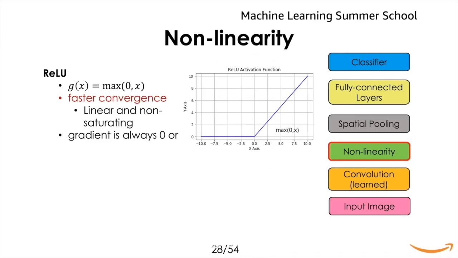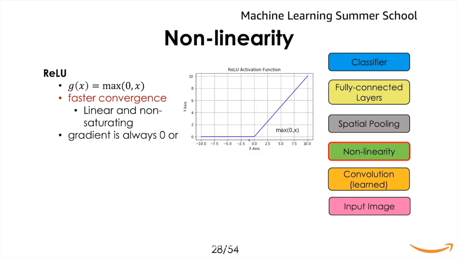Another popular nonlinearity is the ReLU nonlinearity, which is simply the max of 0 and the input. Right. So in the negative axis, it is just 0, and the positive axis is a linear curve. It's a straight line. This non-linearity leads to faster convergence. But again, you can see that this also saturates in the negative region.